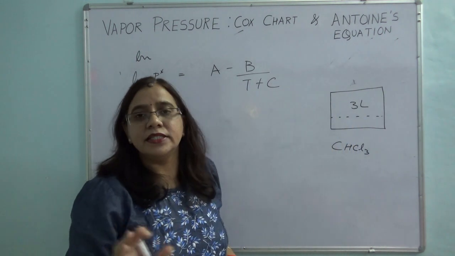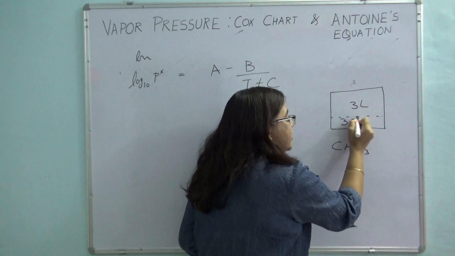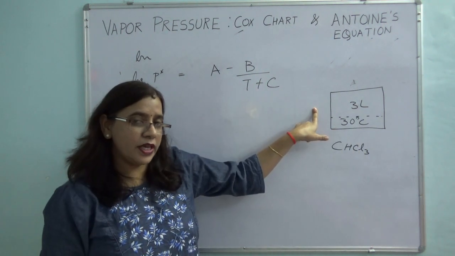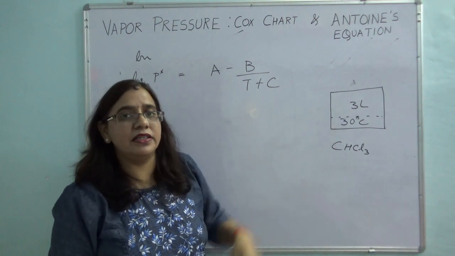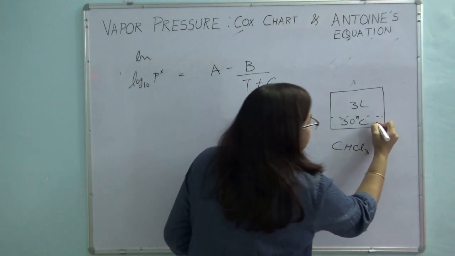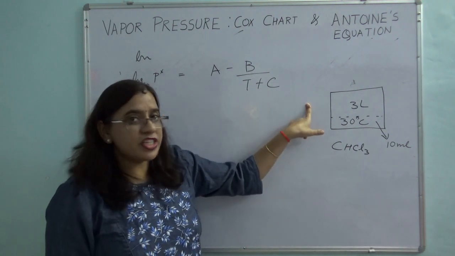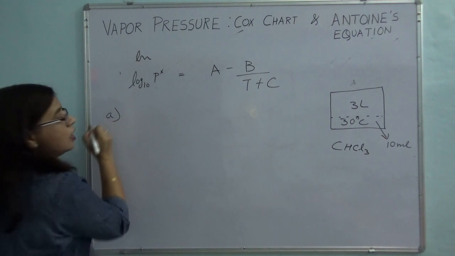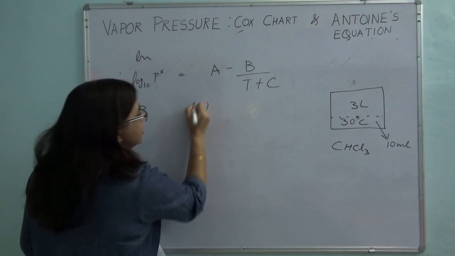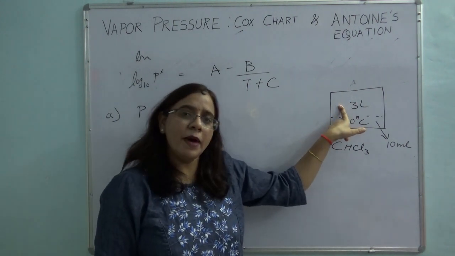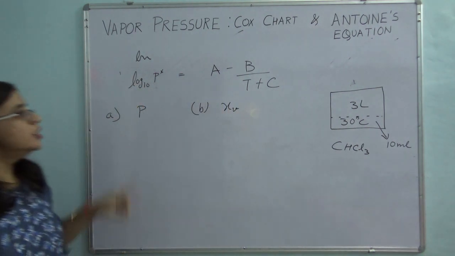Now this container contains only the pure species, which is chloroform. I leave it at 30 degrees centigrade and allow it to equilibrate. After the system reaches equilibrium at 30 degrees centigrade, the liquid which is present is 10 ml. This question asks you to calculate, first of all, the pressure of the system, and second, the mass fraction of the vapor which is present. So I have to find out xV. Fine. So let's get started.